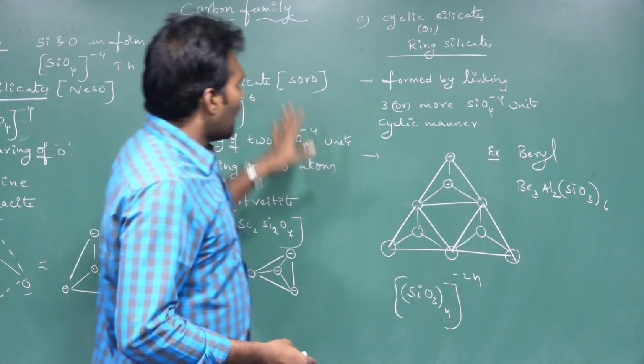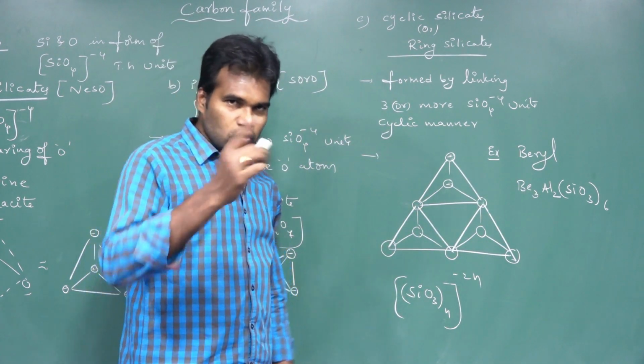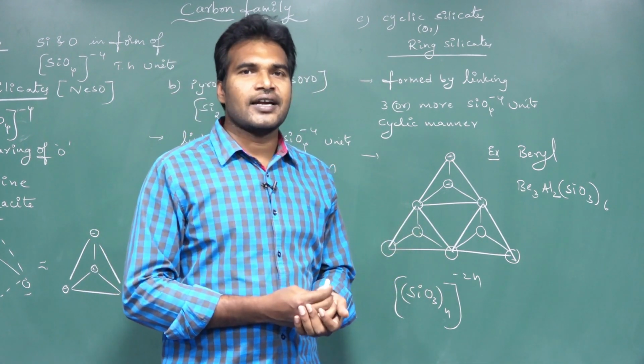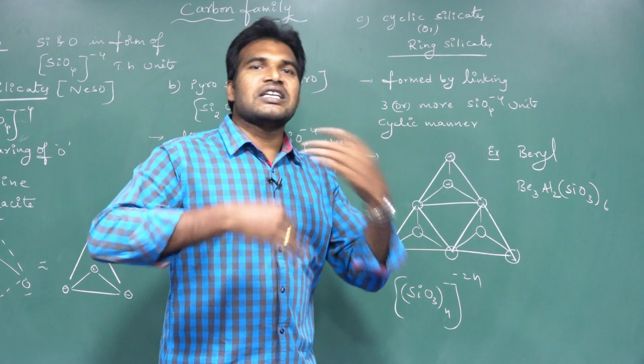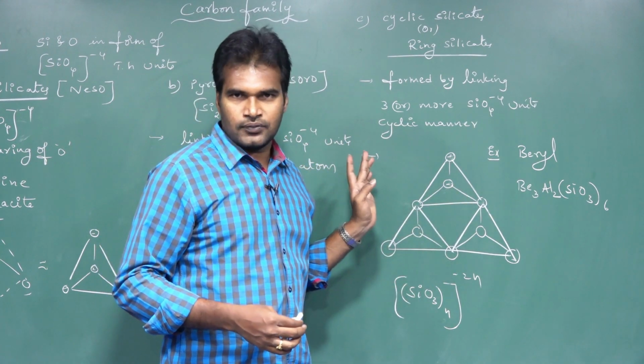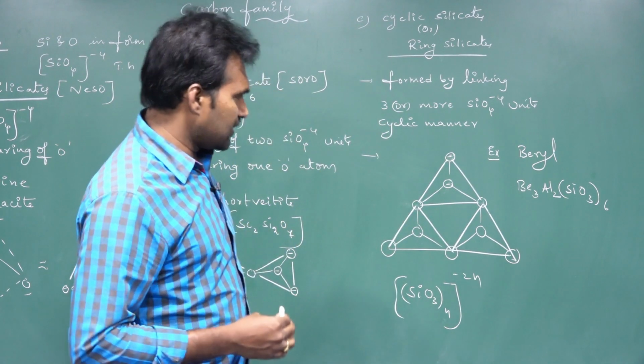So this is about the cyclic silicates. They may ask the question: in cyclic silicates, how many oxygen atoms are shared by each tetrahedral unit? 2 oxygen atoms are shared. So this is about the cyclic silicates.